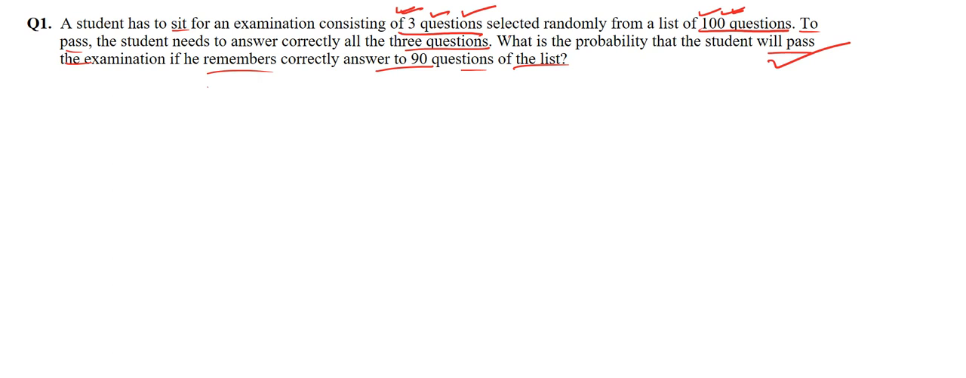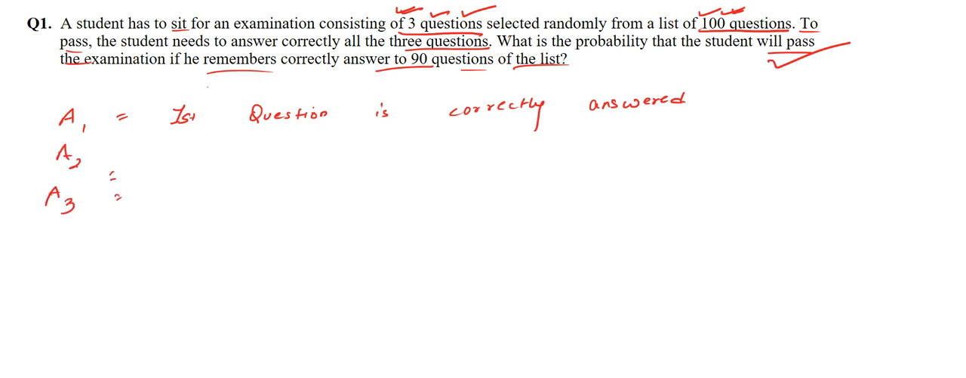So let the events of the correctness of the questions be: A1 is the first question correctly answered. Similarly, we will have the other two, A2 and A3, where the second as well as the third question is correctly answered. So we have A1 as the first question correctly answered, A2 the second question, A3 the third question. So what will be the probability of A1?